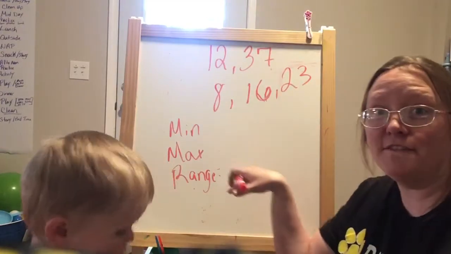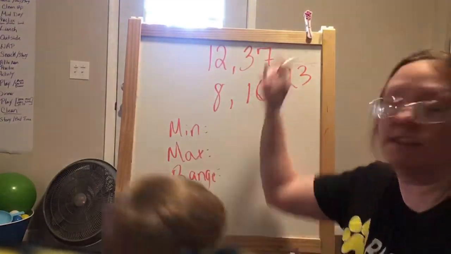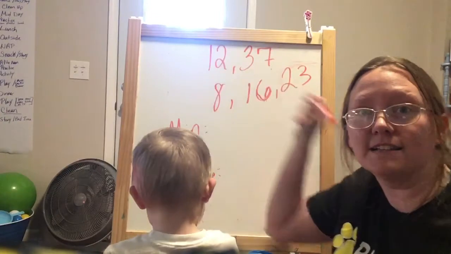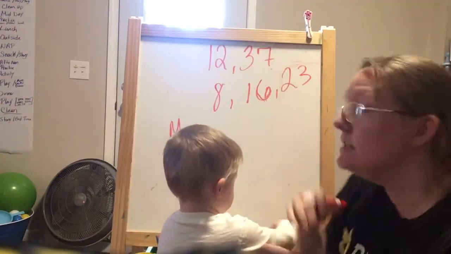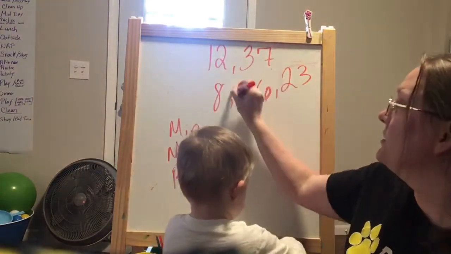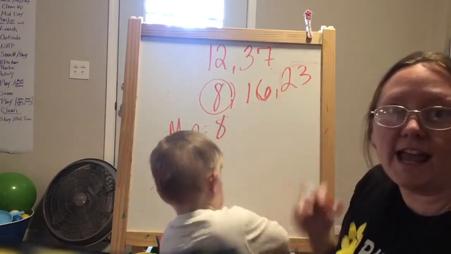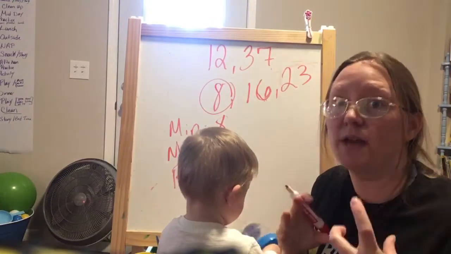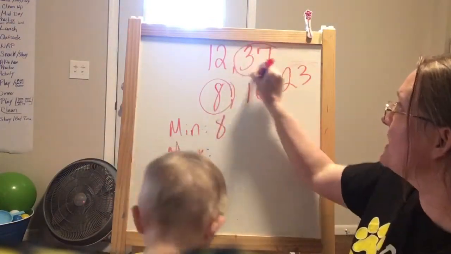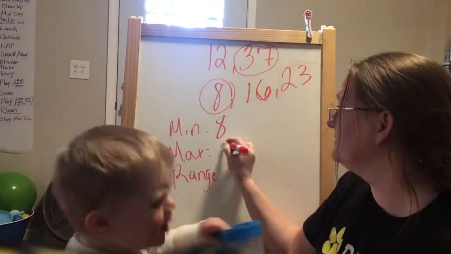So hopefully you have these 3 landmarks from your data set. Minimum is the smallest. Minimum means small. So the smallest number up here was your 8, so you should have written 8 down as your minimum. Maximum is the biggest number. So this time 37 was the biggest number that we had.